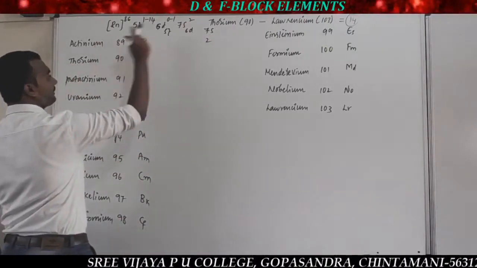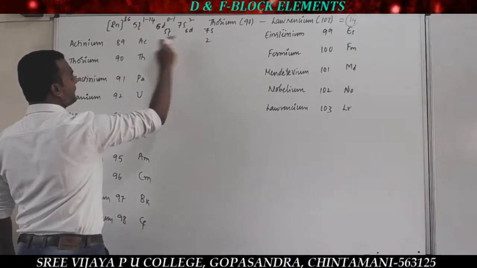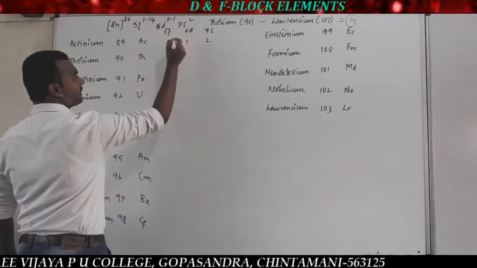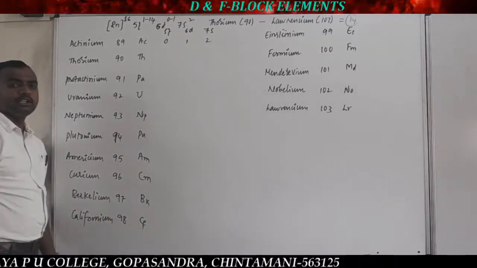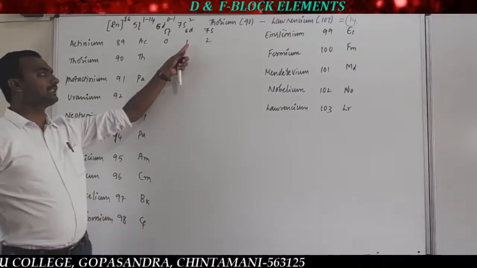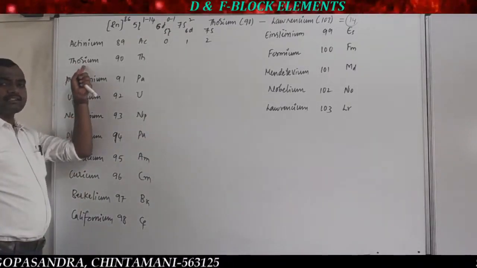This belongs to the d block, and 86 plus 2 is 88. One more electron is needed, that is 6d1. So remember, this is a d block element, not an f block element: actinium. From the next element, the actinide series starts.